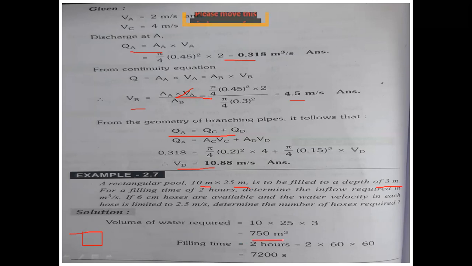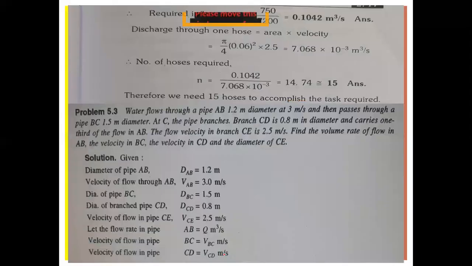Next, filling time. According to the question, the filling time is 2 hours. That is equal to 2 into 60, 120, 2 into 60 into 60. That is equal to 7,200 seconds. Now the required inflow rate, the flow rate, is equal to 750 by 7,200. That is the value. Now the discharge through one hose pipe.